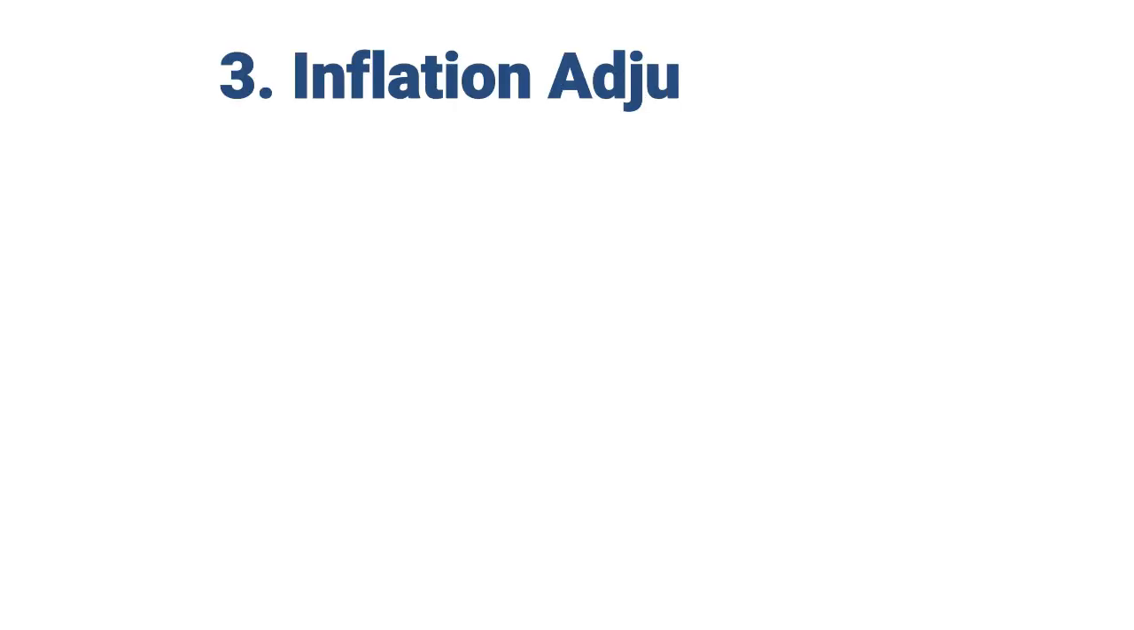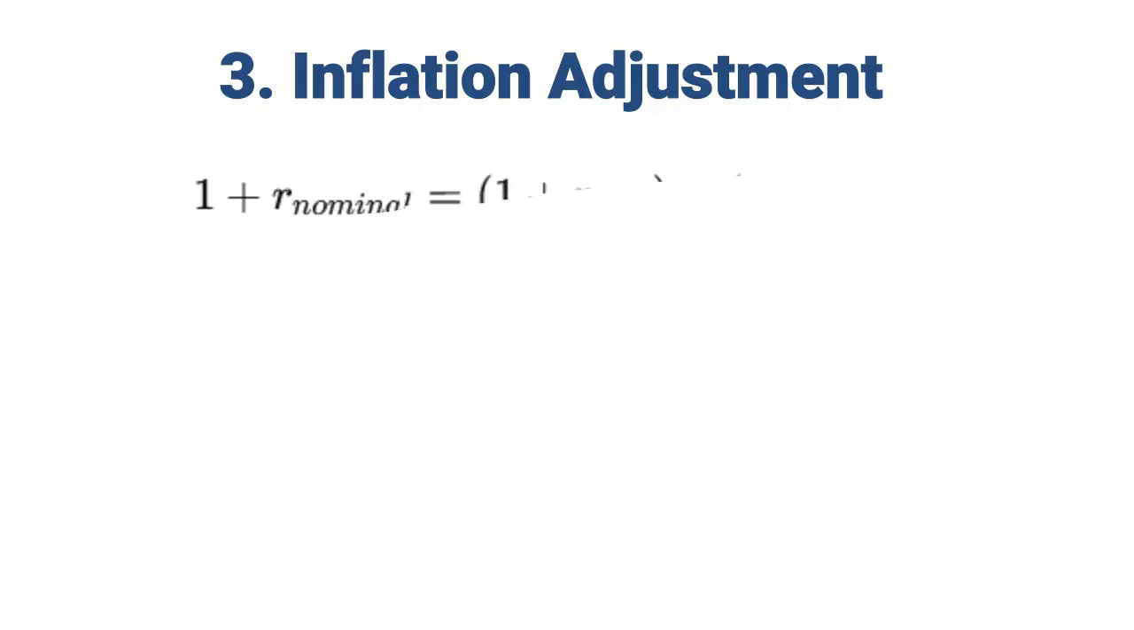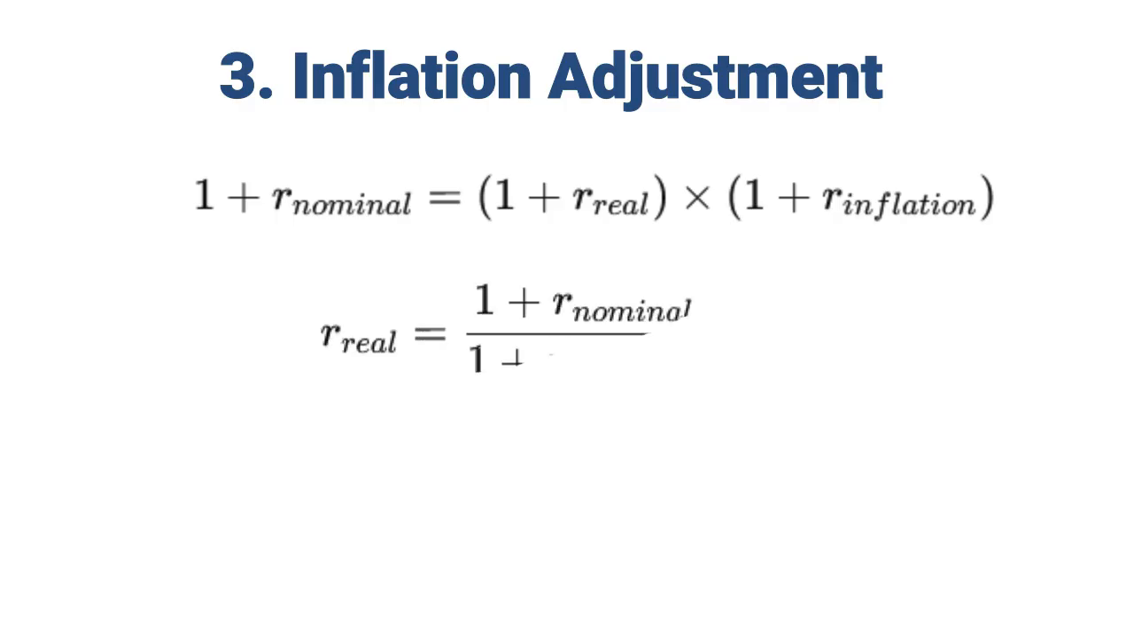Inflation adjustment. Inflation decreases the purchasing power of money over time, so we must adjust for it to calculate the real interest rate. Use the Fisher equation to adjust for inflation. 1 plus nominal rate equals 1 plus real rate times 1 plus inflation rate. To solve for the real rate: real rate equals 1 plus nominal rate divided by 1 plus inflation rate, minus 1.